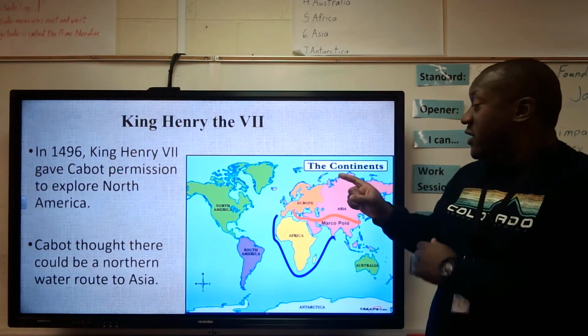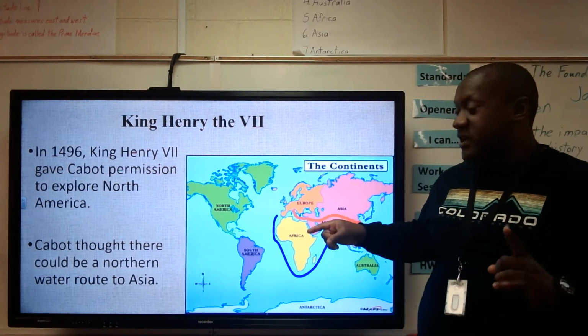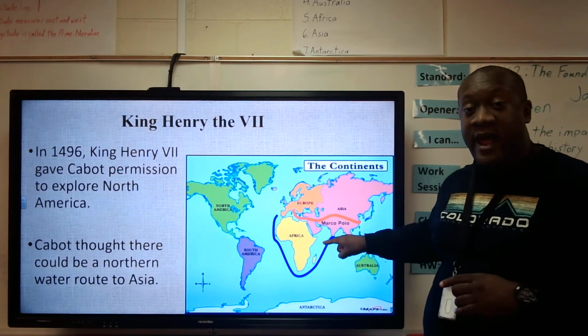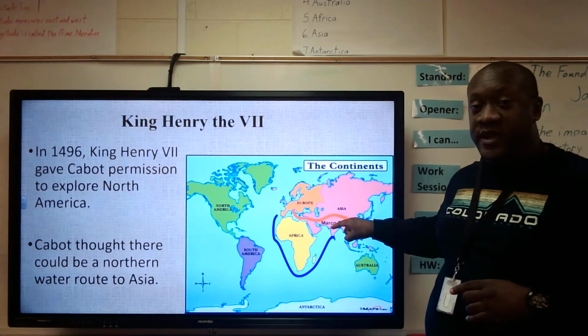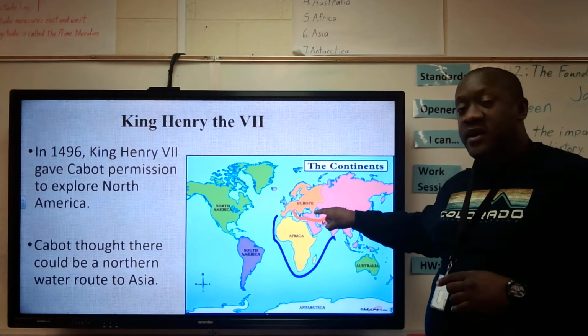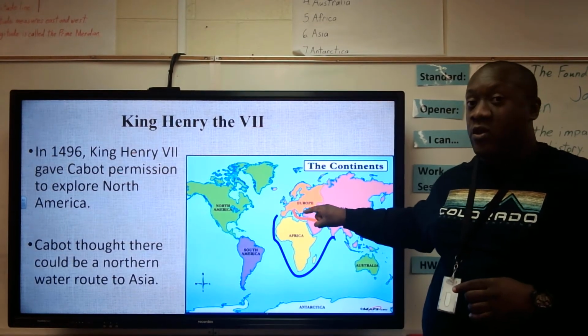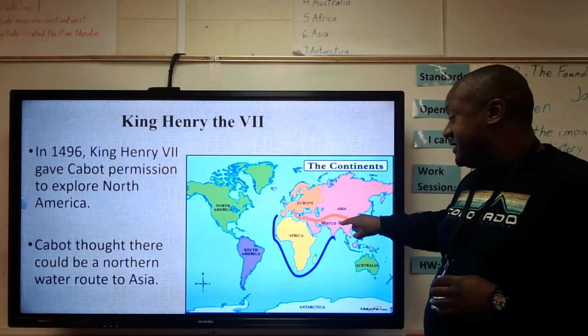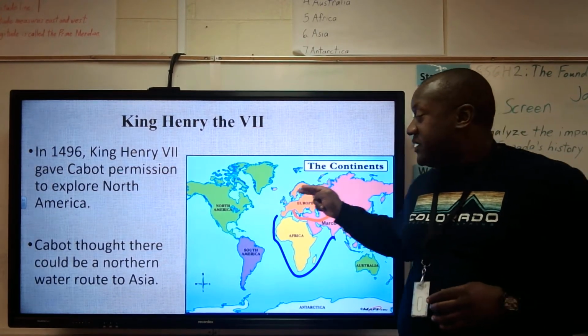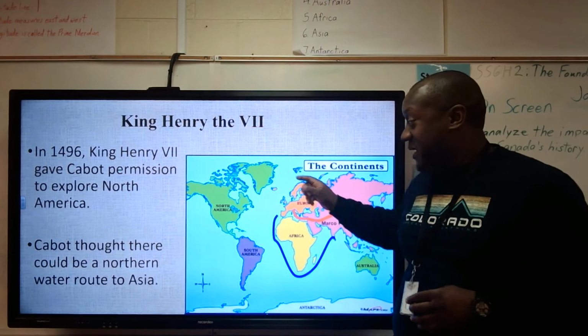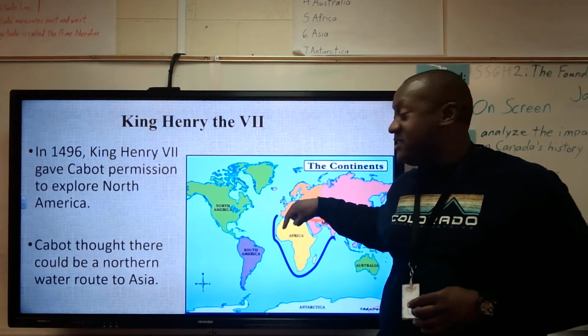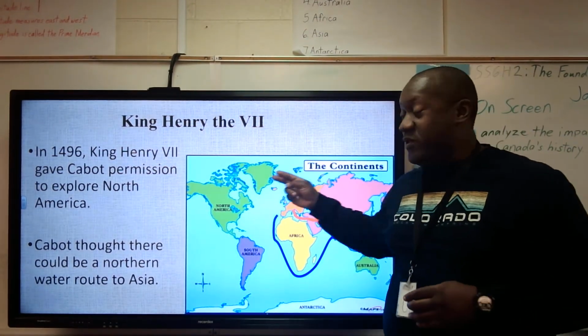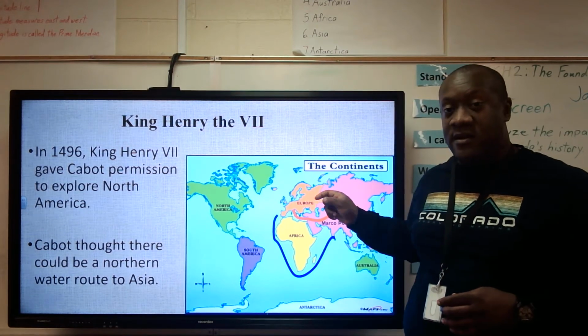Because remember, Christopher Columbus, what was his reasoning? Christopher Columbus did not want to go around Africa to get to India. He didn't want to have to stop here in the Middle East and do the long, treacherous route on land to get to India and China. So remember, he sailed west because he didn't know about these huge continents, to go the opposite way and get to Asia.